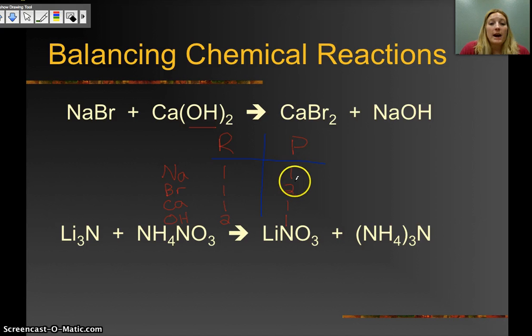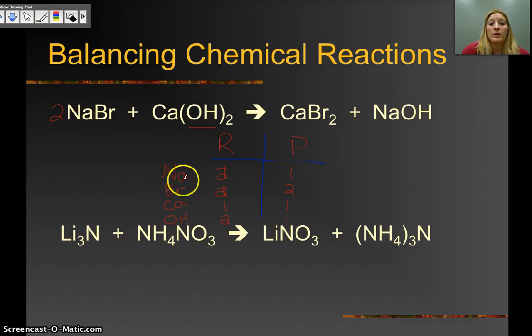So to balance this out, obviously we need to change our bromines because they don't balance. We have 2 over here, we need 2 over here. So we multiply that by 2. Now we have 2 bromines, and we also now have 2 sodiums. Anytime that we change something, it may change something else, so we need to check that.